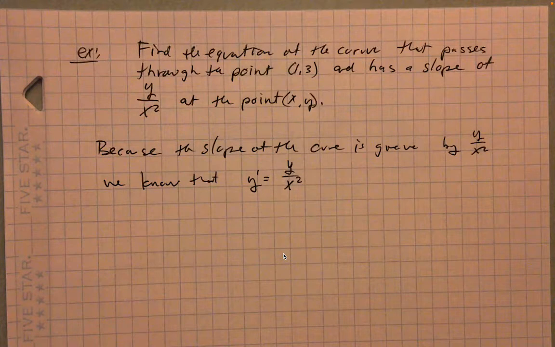That's kind of a funny way of saying that the derivative y prime is equal to y over x squared, right? You just have to know that little bit from Calc 1 that the slope of the curve is given by the derivative. And we're also told that the curve that we're looking for passes through the point 1, 3.